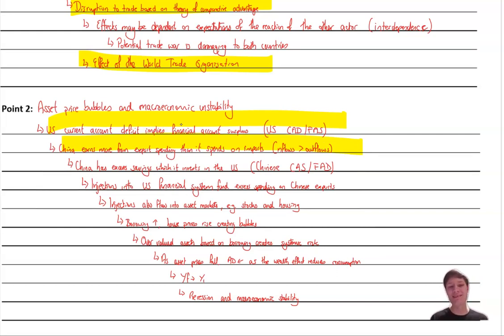Now this has to be balanced up somewhere, and this is balanced up in the financial accounts. So there is a flow, a net flow from the US to China in their current accounts. But this must be matched by a net flow from China to the US in their financial accounts. Well, how does this work?